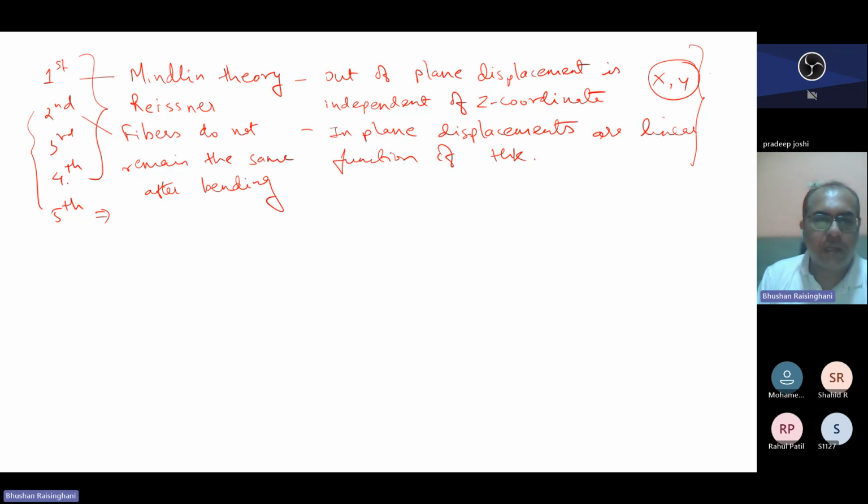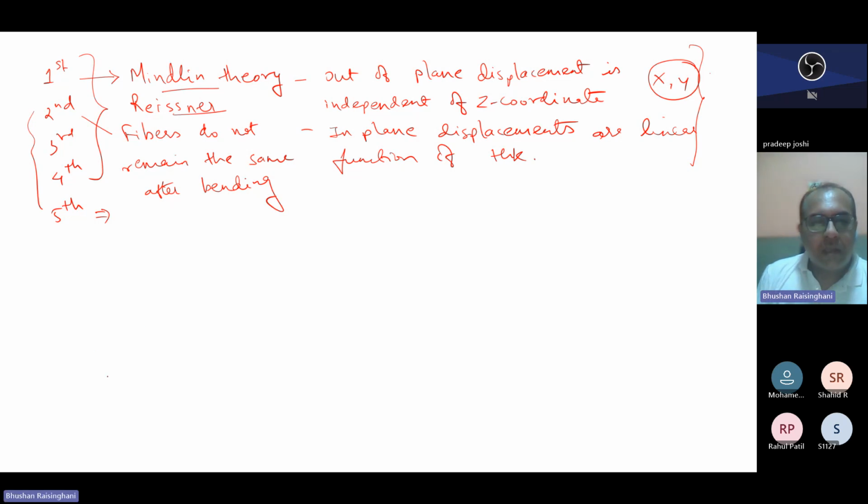I hope it is clear that what we are actually dealing with in our RCC slab is a Mindlin-Reissner theory of first order that we are actually looking into in that domain. And for the bridge deck, you have to go for the higher order shear deformation theories.